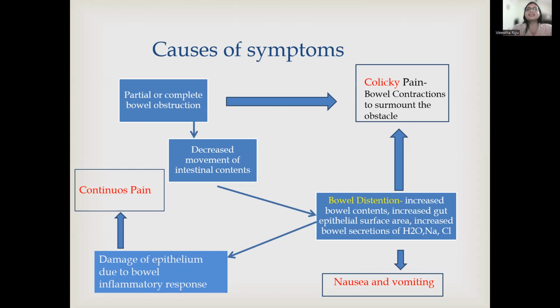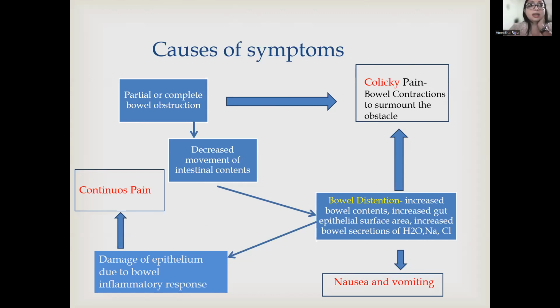Now, the bowel distension is also contributed to because of the obstruction, there is decreased movement of the intestinal contents. So what happens? There is a further accumulation of the bowel contents. This makes the bowel distended and more distended. There's an increase in the gut epithelial surface area. This could lead on to inflammatory responses, which can cause continuous pain. Again, bowel distension and increased bowel secretions could add on to nausea and vomiting. So these are the different reasons why your patient is presenting you with the symptoms that you were talking about.